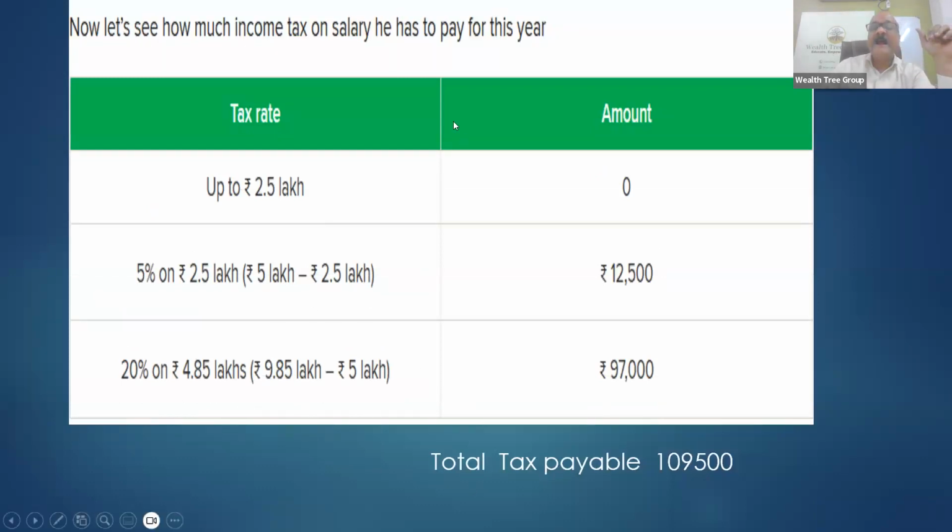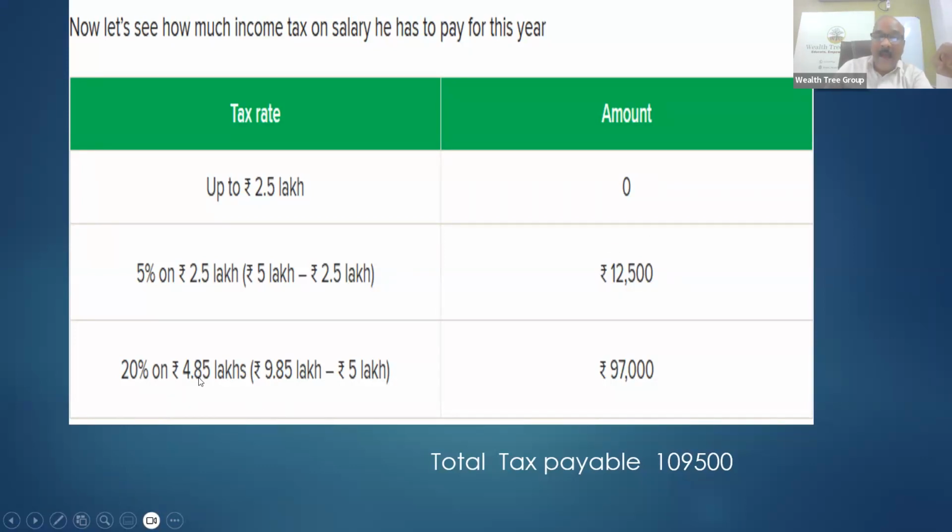According to the tax slabs, up to 2.5 lakhs is 0, and then 5% on 2.5 lakhs to 5 lakhs, that is around 12,500. Suppose the total is 9,85,000. The first 2.5 lakhs is not taxed, the next 2.5 to 5 lakhs is taxed at 5%, so he ends up paying around 12,500.